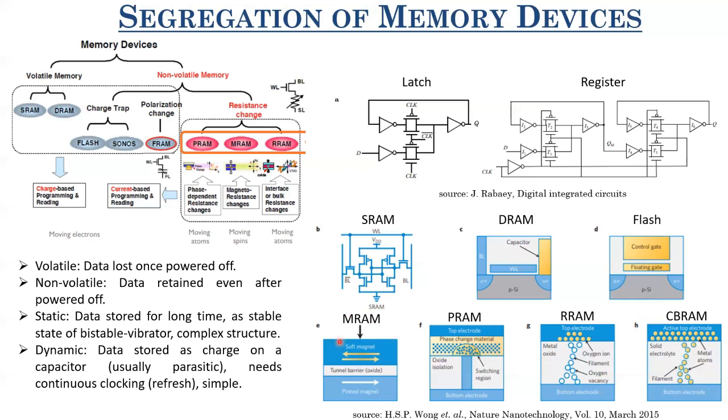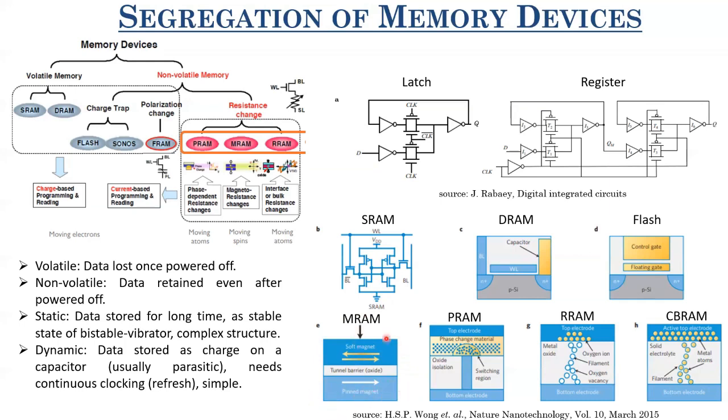Now, in MRAMs, they take a pinned magnet at the bottom, which has a very high magnetization. Let's say the magnetization is along this direction. Then we have a tunnel oxide, typically magnesium oxide or something similar, which is very thin. And then we have a soft magnet whose orientation of magnetization can be changed. This is also a magnetic material, but the magnetization is not very strong. The pinned magnet's magnetization cannot be changed.